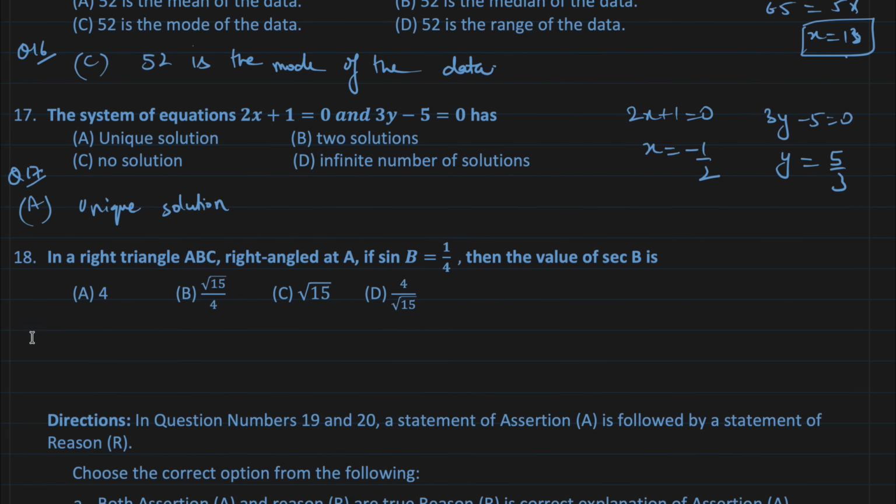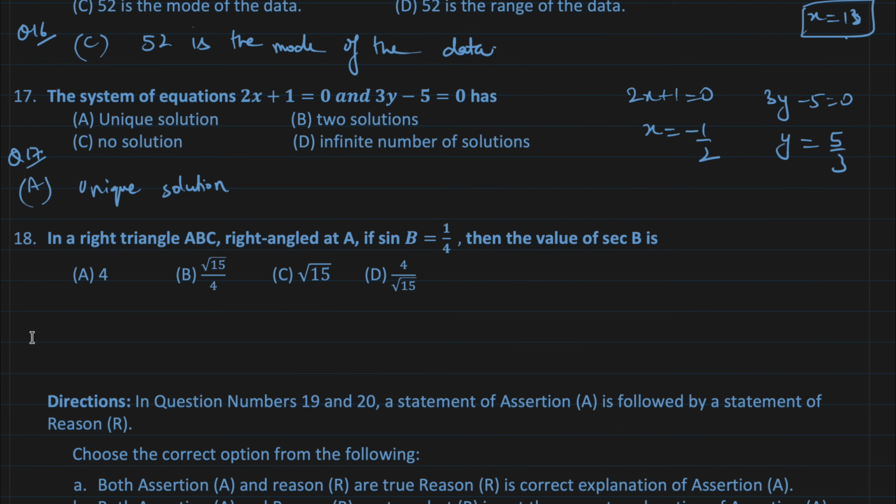Now question number 18: in a right triangle ABC, right angled at A. So the triangle is right angled at A. So let me write it like that. Fine. ABC. So B is here. Okay, let me take B down only, then it will be a little easier for you to understand. Now, sine B is given as 1 by 4.